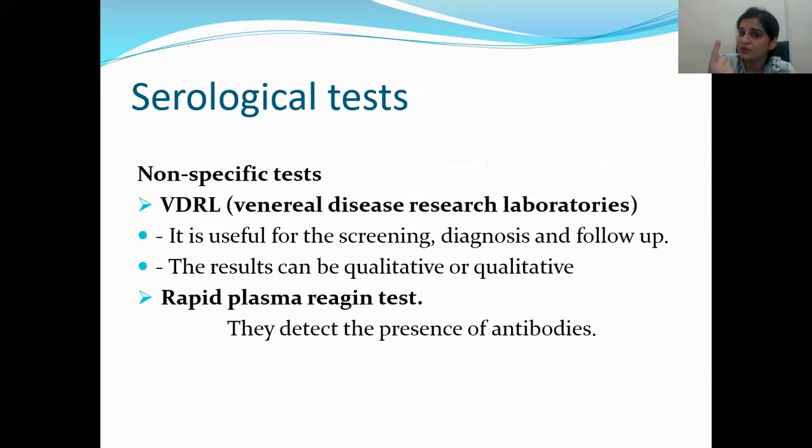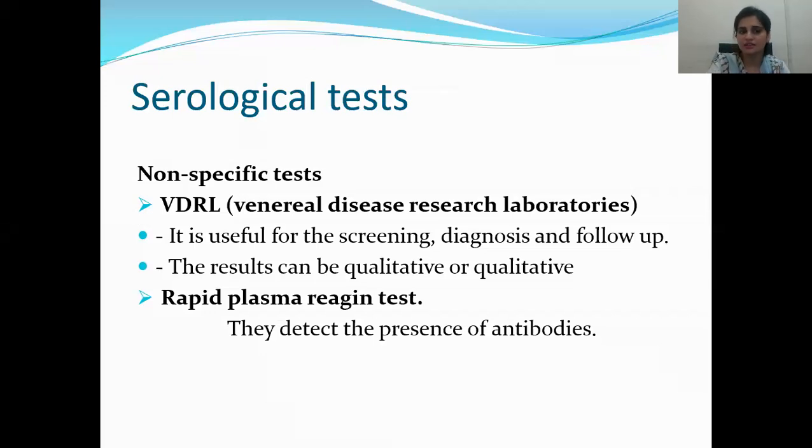Number one, you will diagnose on the basis of the clinical findings. Number two, you will see the spirochetes in the clinical specimens by direct field microscopy or by fluorescent antibody staining. And number three is by antibodies in the blood. Now comes the serological test. Serological tests are further divided into specific and non-specific.